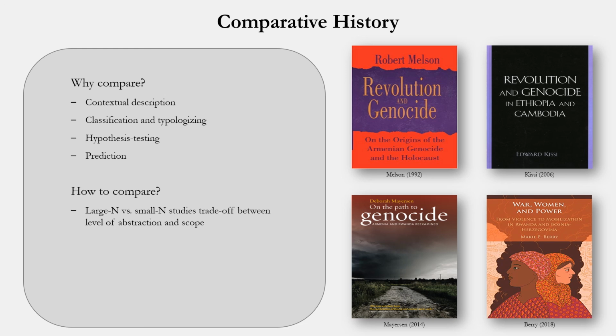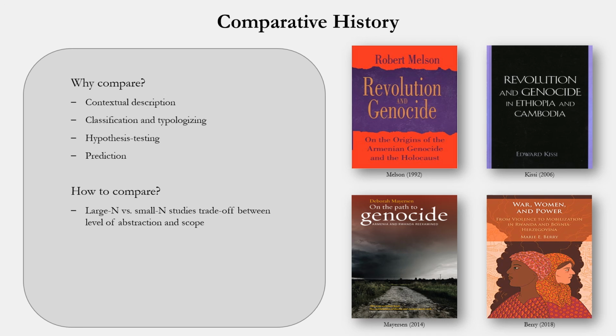Firstly, there's a difference between so-called large N studies and small N studies, with the N representing the number of cases. This difference involves a trade-off between levels of abstraction and scope. Large N studies have a broad scope, including very many units of analysis, and therefore requiring a high level of abstraction. Large N studies almost always involve the use of quantitative analyses, and although such projects are by no means off limits, they are somewhat out of our wheelhouse.